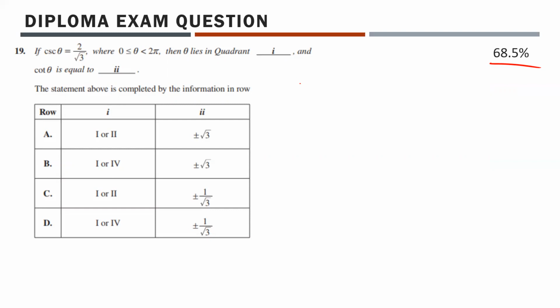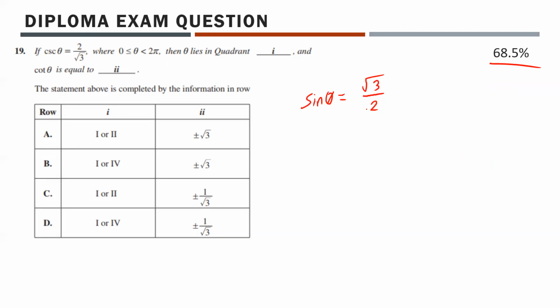Cosecant is the reciprocal of sine, so we can therefore say that sine theta is root 3 over 2 because they're just reciprocals of one another. And this should seem pretty familiar as being one of the side lengths on a special triangle, but we'll come back to that in just a second.